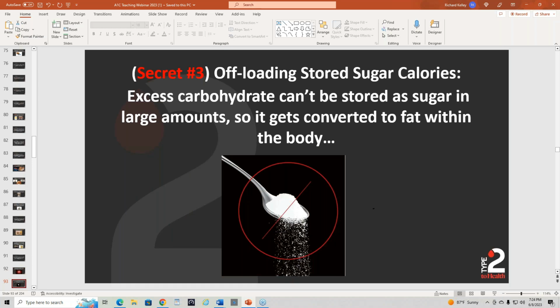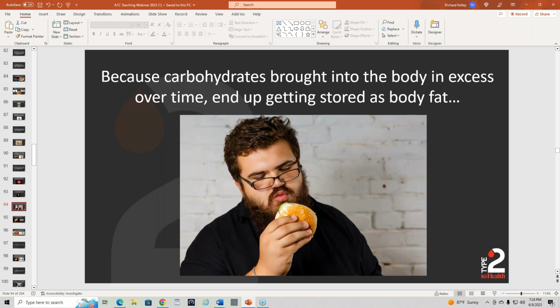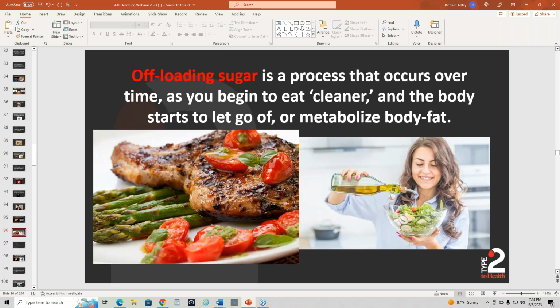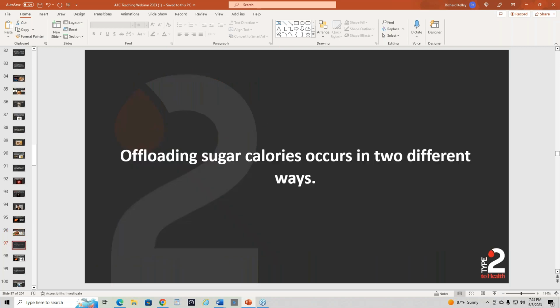Secret number 3 is something called offloading stored sugar calories. Excess carbohydrate can't be stored as sugar in large amounts within the body, so it gets converted to fat. Because carbohydrates are brought into the body in excess, over time they end up getting stored as body fat, as well as within the liver and in and around the organs of the abdominal cavity. Offloading sugar is a process that occurs over time as you begin to eat cleaner and more holistically, and the body begins to let go of or metabolize body fat. That is part of offloading sugar.